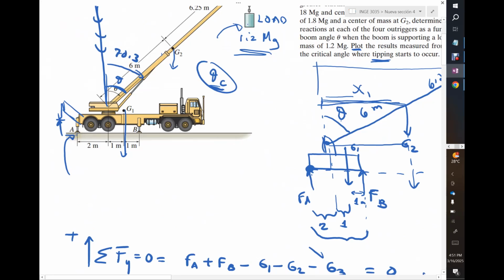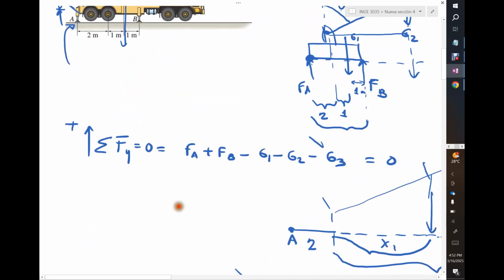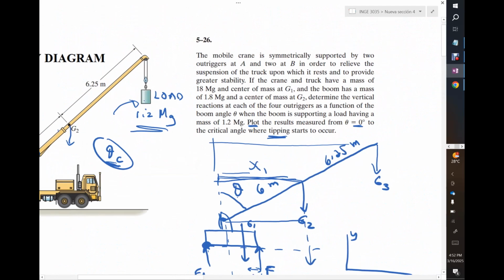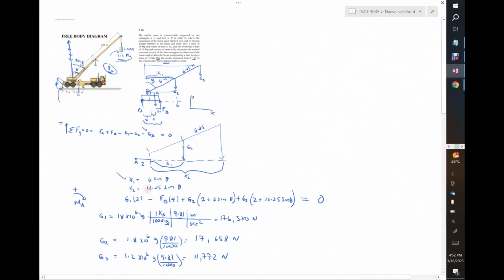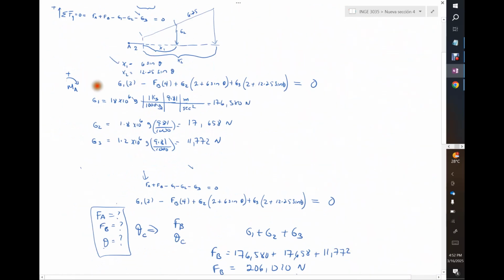In fact, you stick your foot there and lift it, the whole thing will crash. No good, right? But at any angle below that, if you stick your foot there, it's going to be a problem for your foot, definitely. So at 70.3, that's where the whole thing will tip over. And the question that the problem is asking, can you plot the result from theta equals 0 to the critical angle? And you can calculate both FA and FB using the sum of the forces in the y direction.